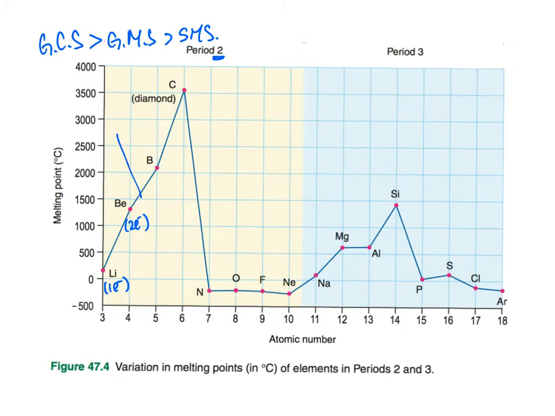Next, we go to the giant covalent structure part. All the time, diamond will have the most covalent bonds, and that gives the highest melting point. That is so obvious. And then now we get to nitrogen, oxygen, fluorine, and also neon. Neon is monoatomic, so it will have a lower melting point than N, O, F. But right here, N, O, F are actually very similar. To describe it precisely, F2 is weaker than O2, which is weaker than N2.